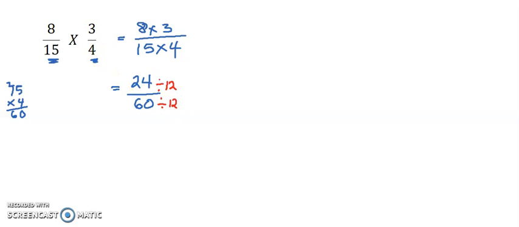When we divide 24 by 12, we're going to get 2, and when we divide 60 by 12, we're going to get 5. So the answer is 2/5. Now let us look at the same problem and we do it the other way, the way that I like.